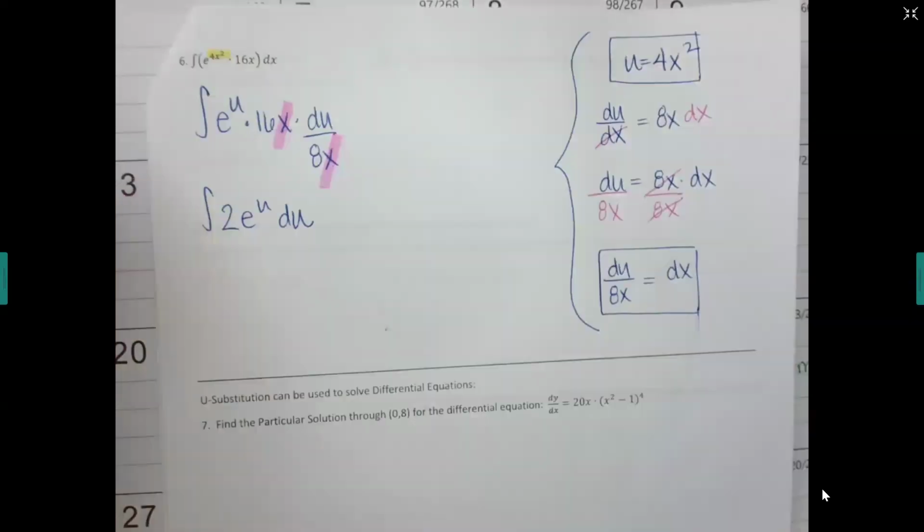And then remember, we have a rule for e to the u. What's the antiderivative of e to the u? E is its own, right? Yeah. So e to the u will go to e to the u again plus. Okay, look up if you need help.